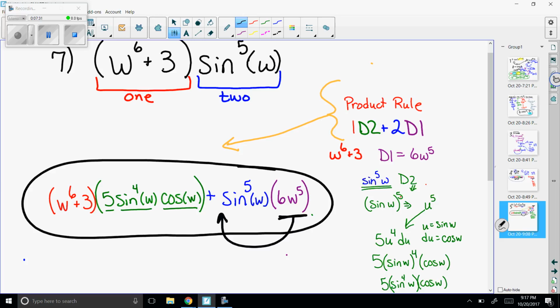You can rearrange the factors, and that will give you the correct derivative. Again, I still believe in you. I know you have this, and I know you can do this. So I'm going to go ahead and post this one so you can view it.